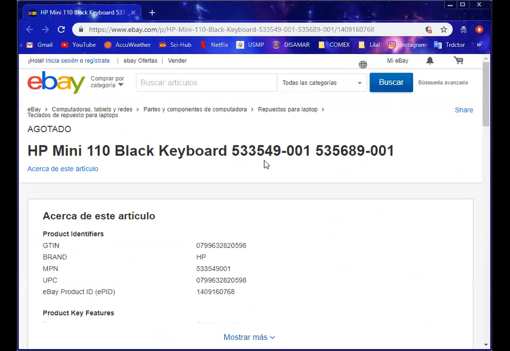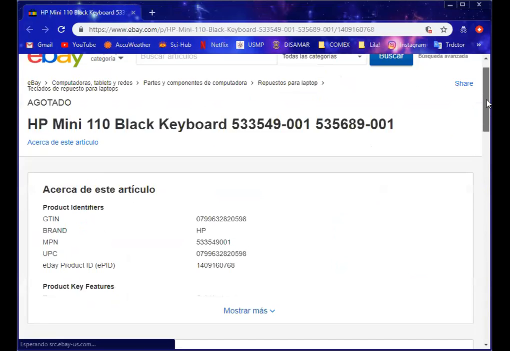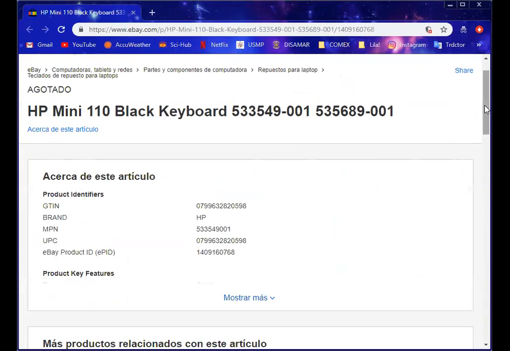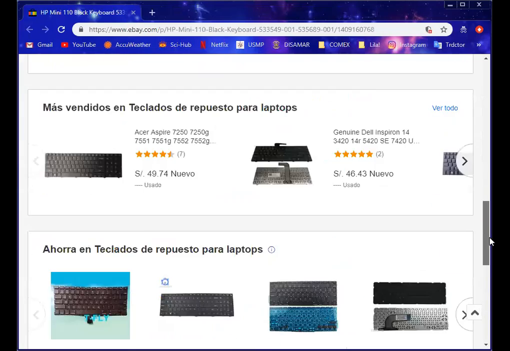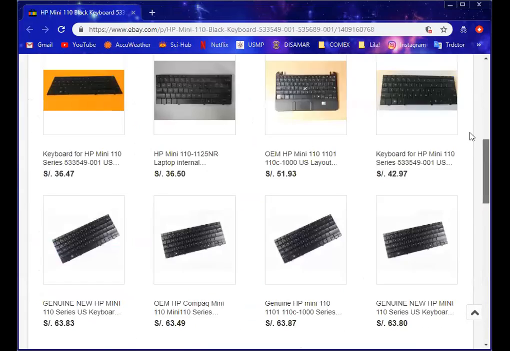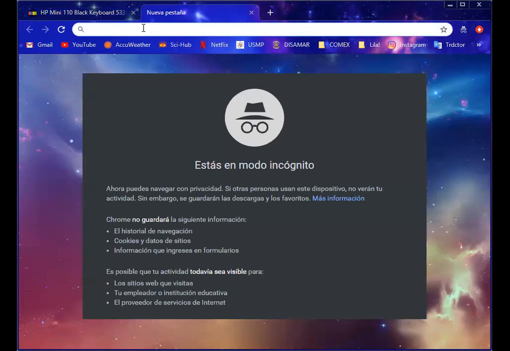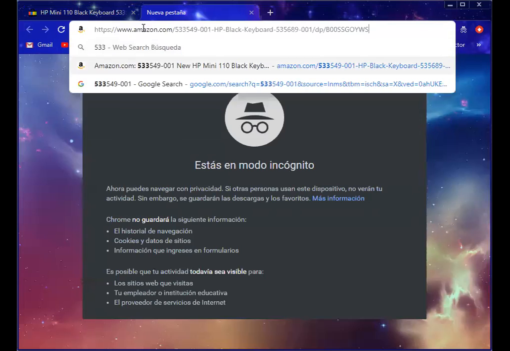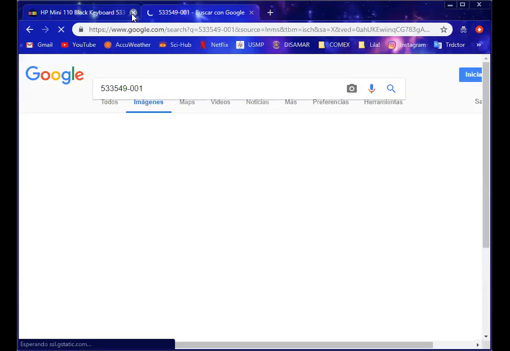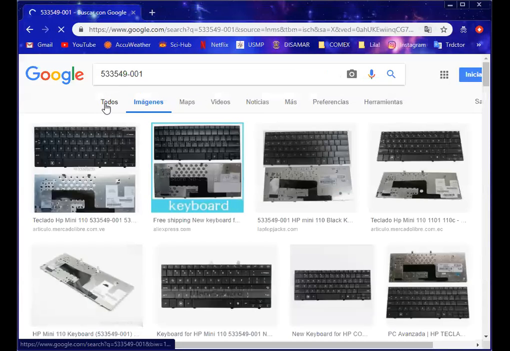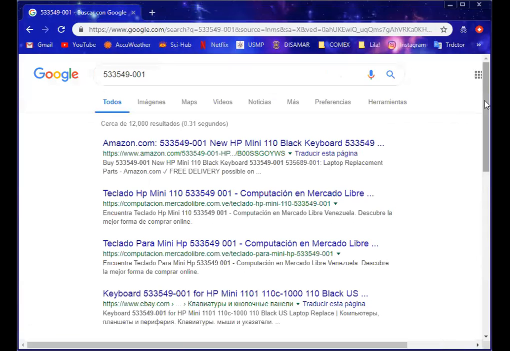So now we are in eBay. We have the information, we have the part number, all the information is the same, but we don't have any kind of extra information. So in here it says that they don't have any more stock. So it means that we don't have a supplier. So what we do after this, it means that we are not able to find a supplier from Amazon or from eBay.